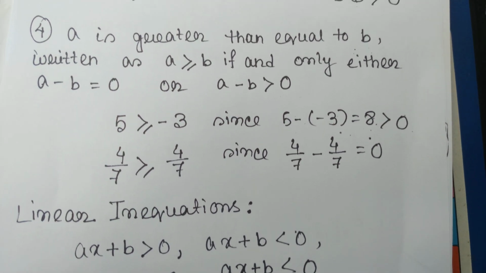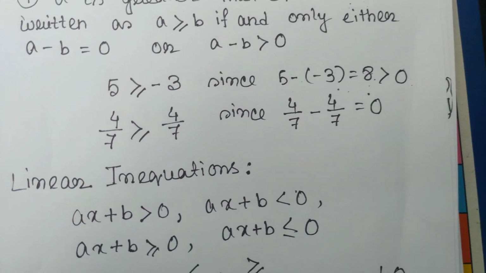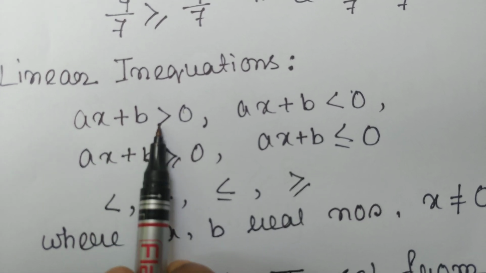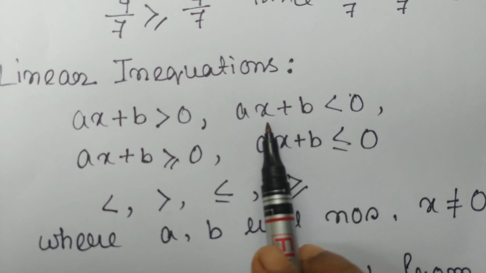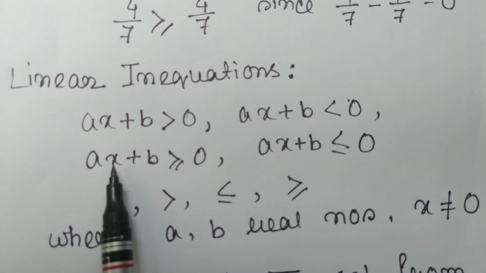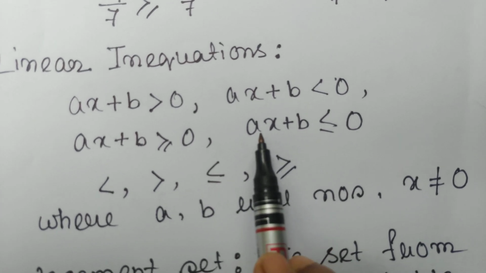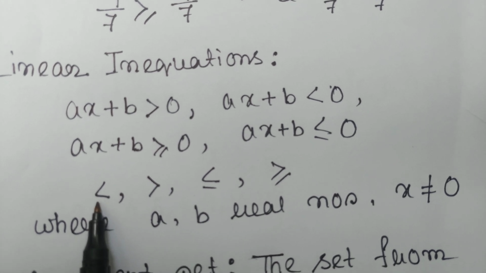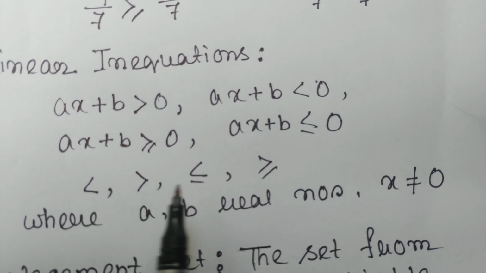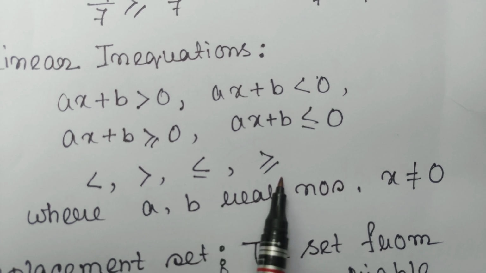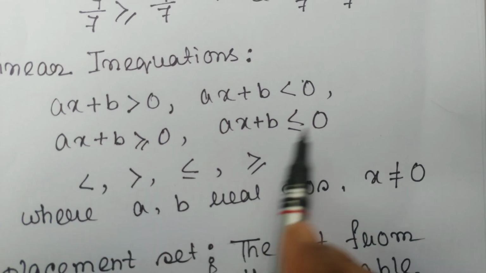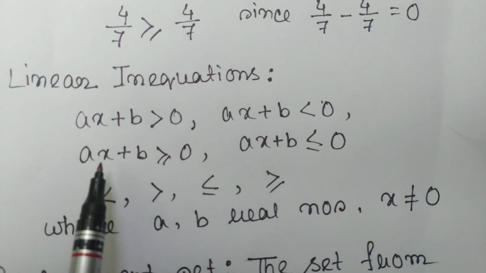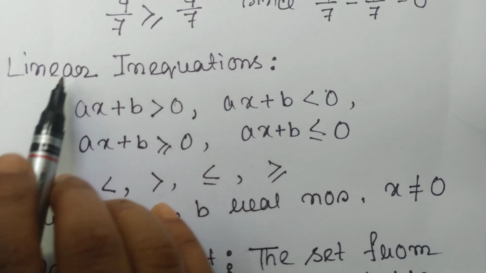Now from these 4 remarks, what we can conclude is that linear inequations are of 4 types: ax plus b greater than 0, ax plus b less than 0, ax plus b greater than or equal to 0, or ax plus b less than or equal to 0. That means we use 4 signs here: less than, greater than, less than or equal to, greater than or equal to. These are solvable when a and b are real numbers and a is not equal to 0.